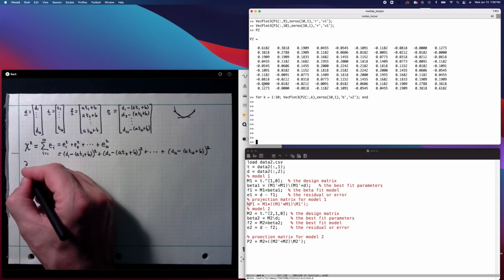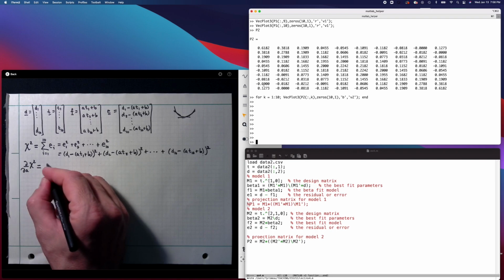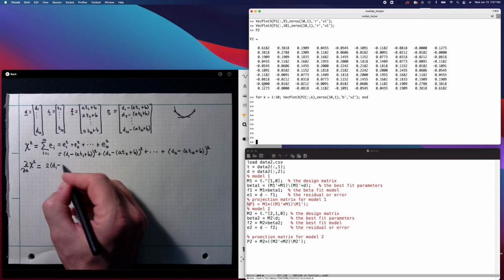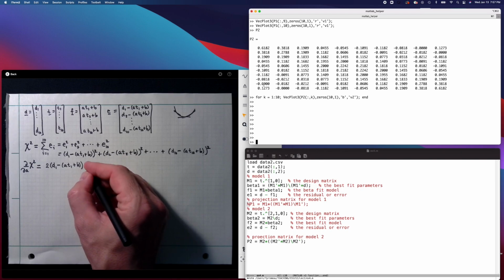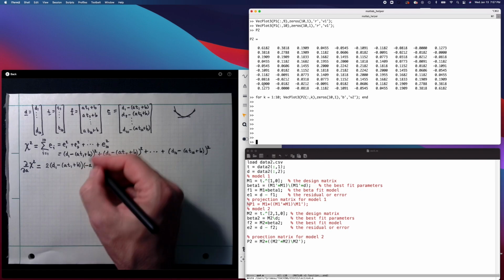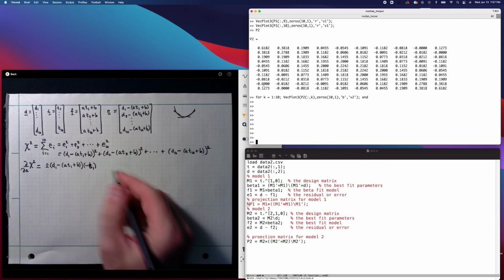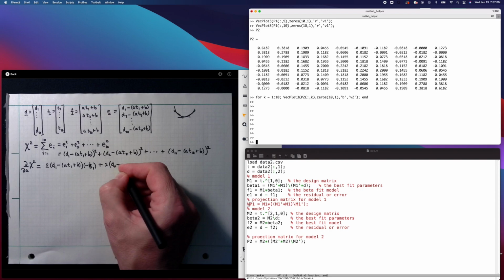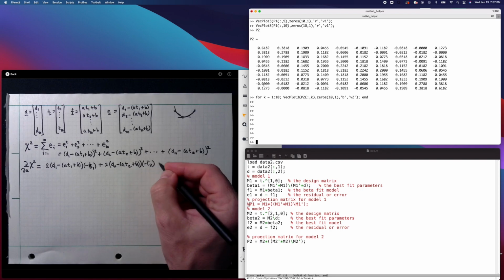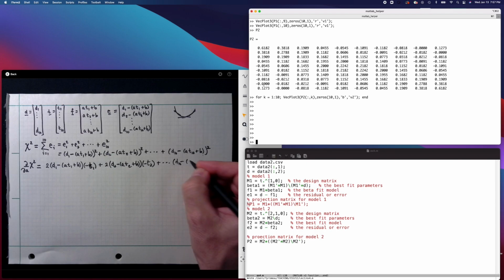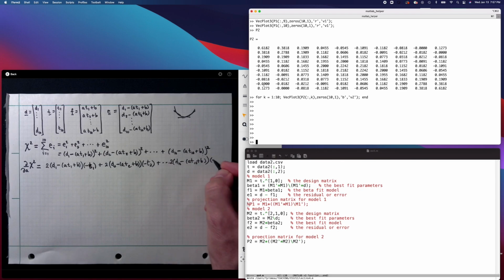So let's take that derivative. d by dA of chi squared is equal to, for the first one, 2 times (D1 minus A T1 plus B) times the derivative of the inside, which is just minus T1. Sorry, my brain slipped up here. And then the next one, plus 2 times (D2 minus A T2 plus B) times minus T2, plus all the way to the last one, (D10 minus A T10 plus B), and the derivative of the inside with respect to A is minus T10.